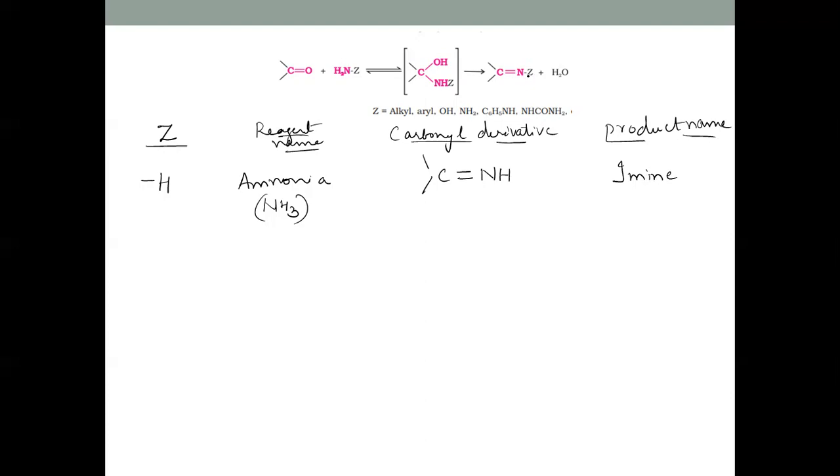If Z is R, that is NH2R. This is called an amine. You know that this is an amine. What is the carbonyl derivative? C double bond N, with Z substituted by R. This is called a substituted imine, or Schiff base. This is nothing but the Schiff base.